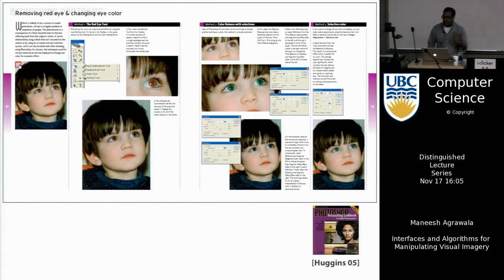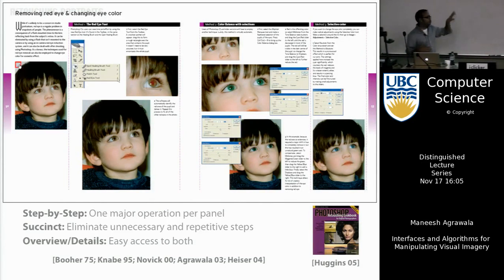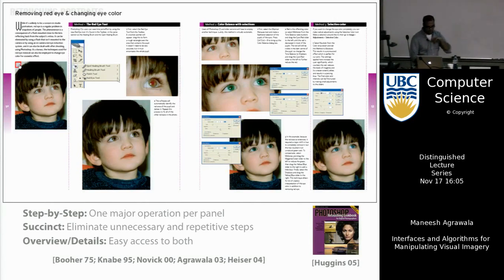Well, we can analyze them a bit, and we see that it helps that they are really step by step. They show one major operation in every panel. They tend to be fairly succinct. So in practice, when we are manipulating images, we might perform the same operation several times, trying out different possibilities. But in the tutorial version, you just show the best form of the operation.